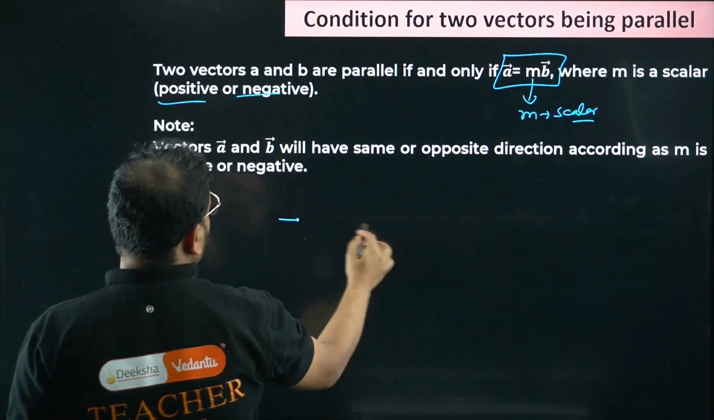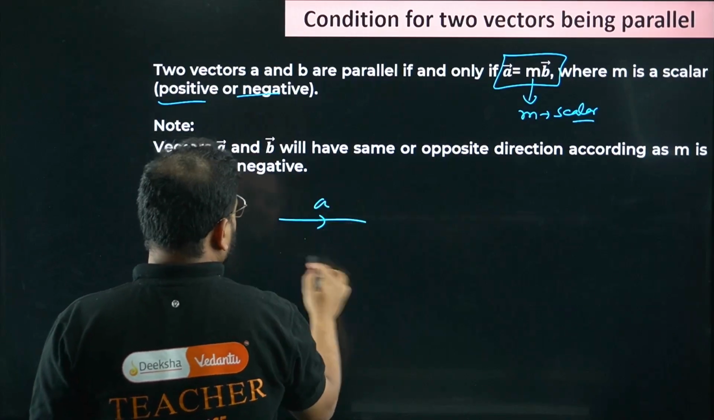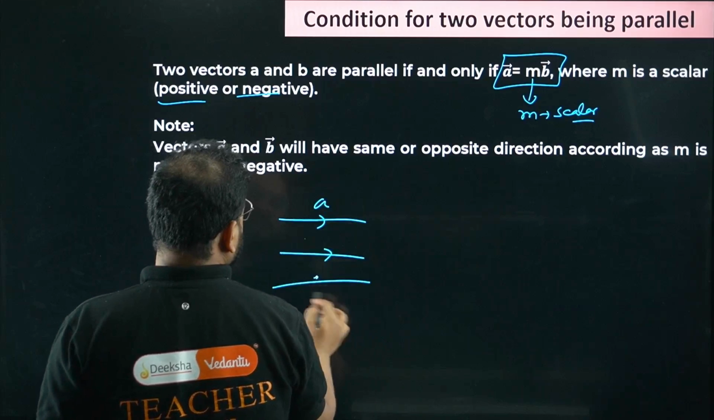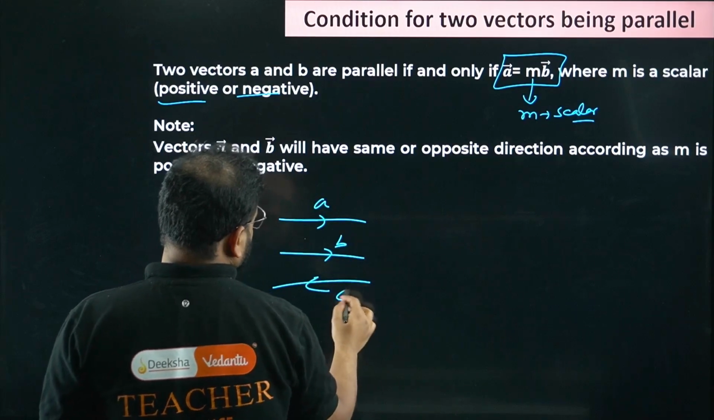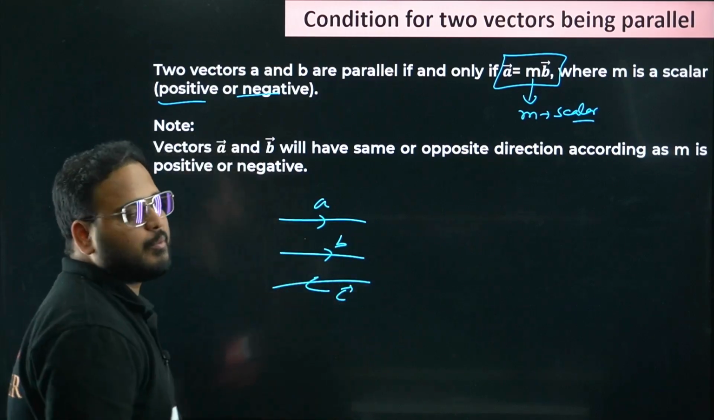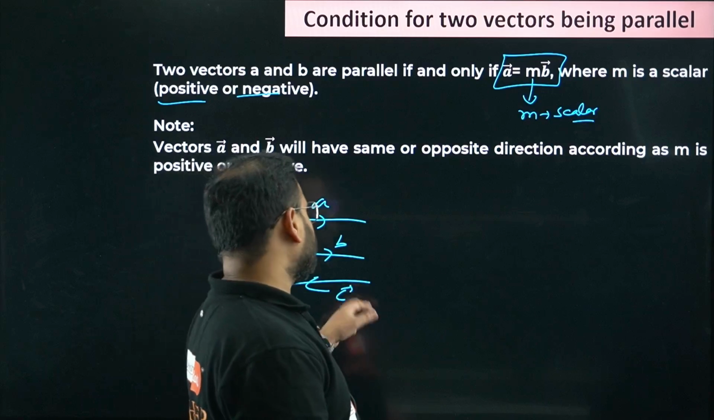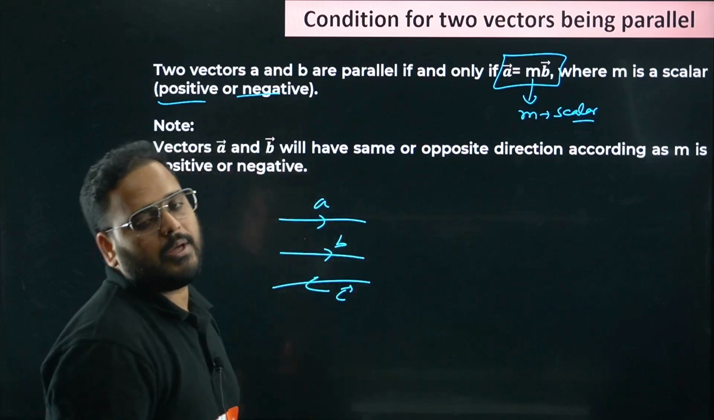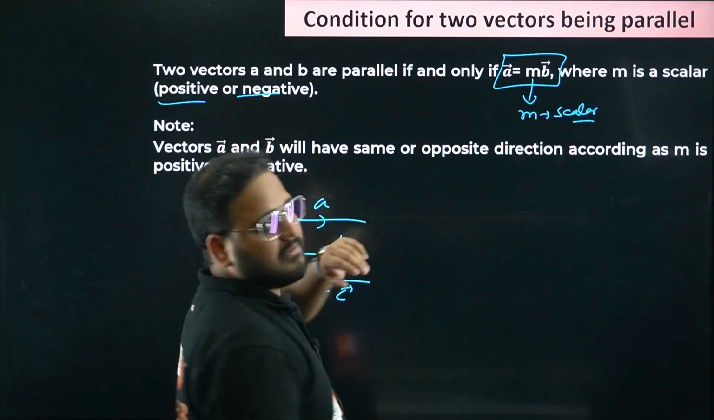Means I can have a vector A like this, vector B can be like this also, and not a problem, like this as well. I can have vector C like this as well. I can write both of them to be parallel in nature. Even C is parallel to A and B is parallel to A. Whether it is positive or negative doesn't matter.